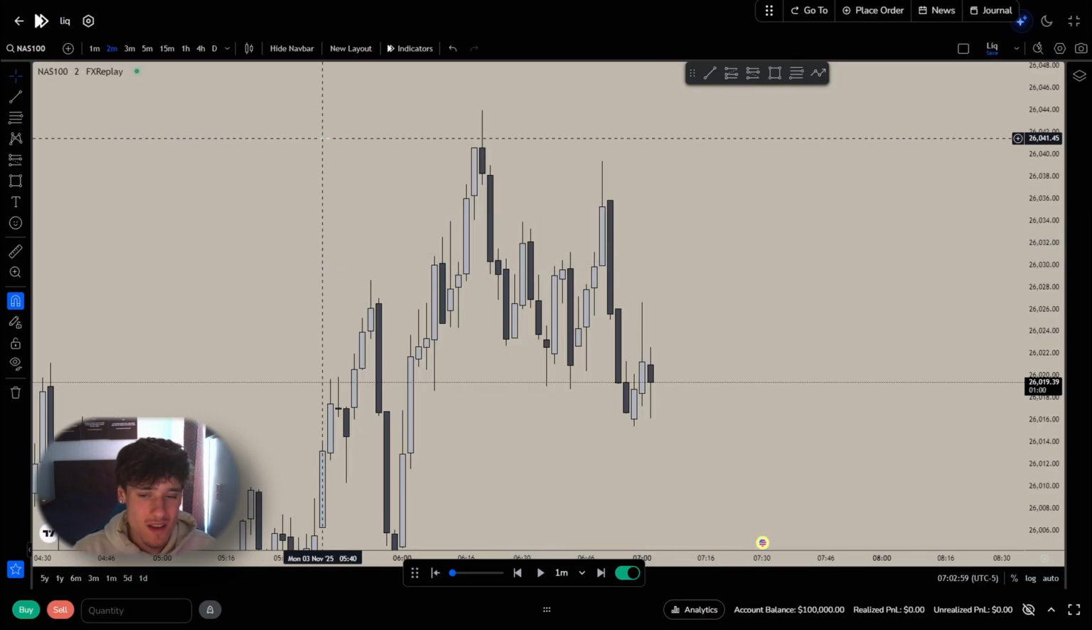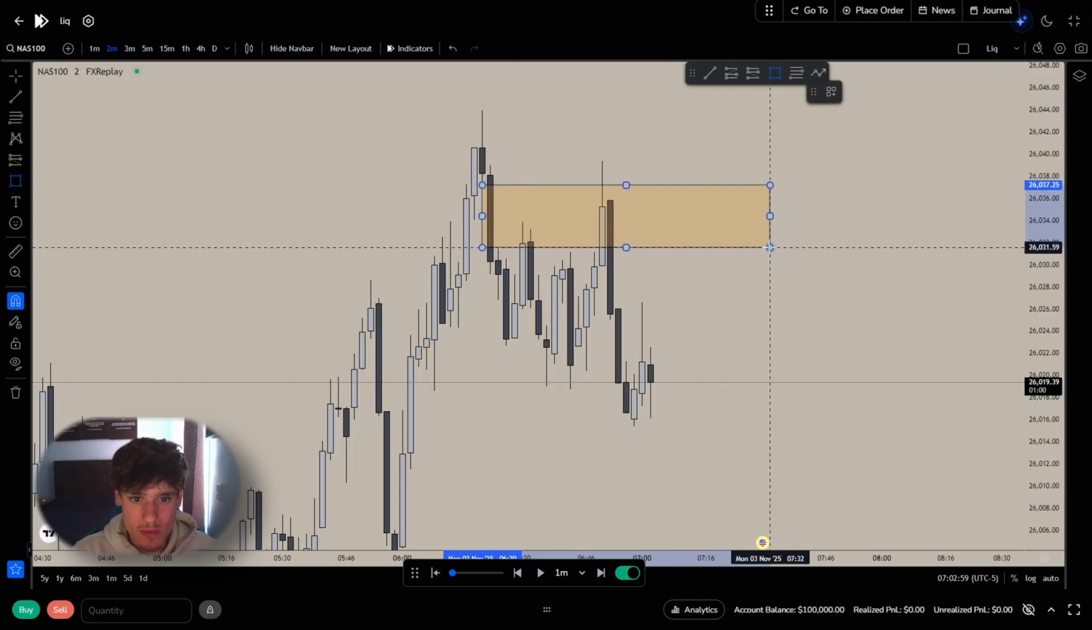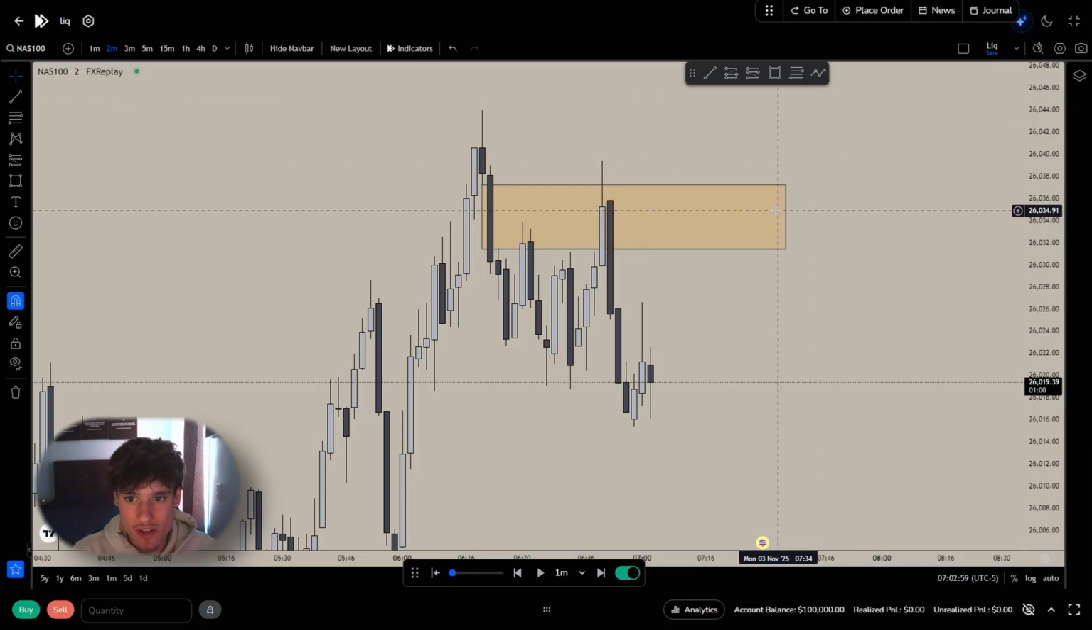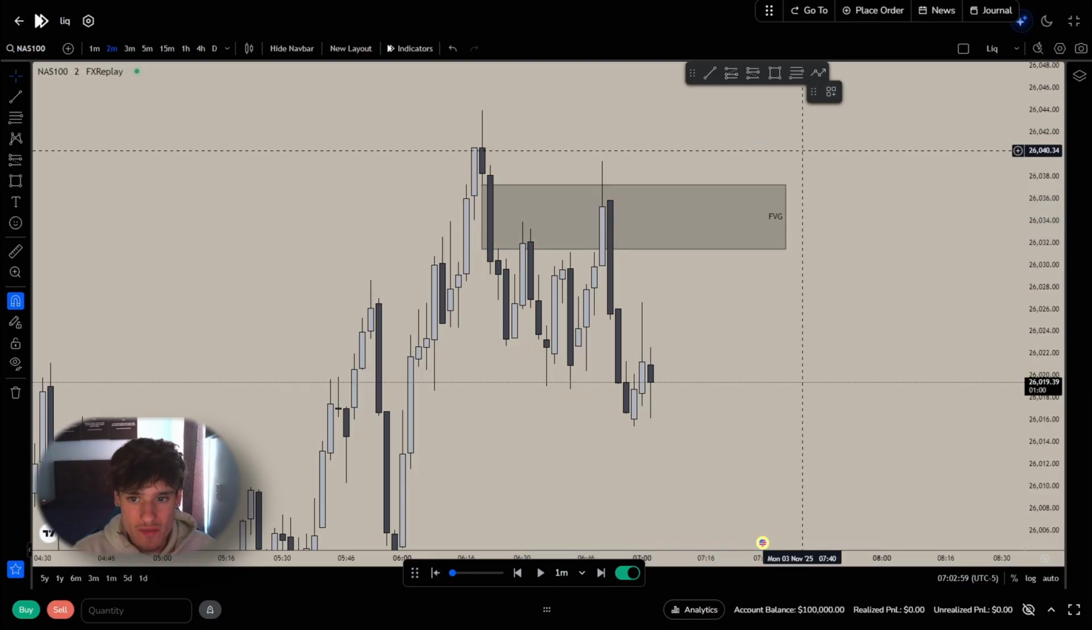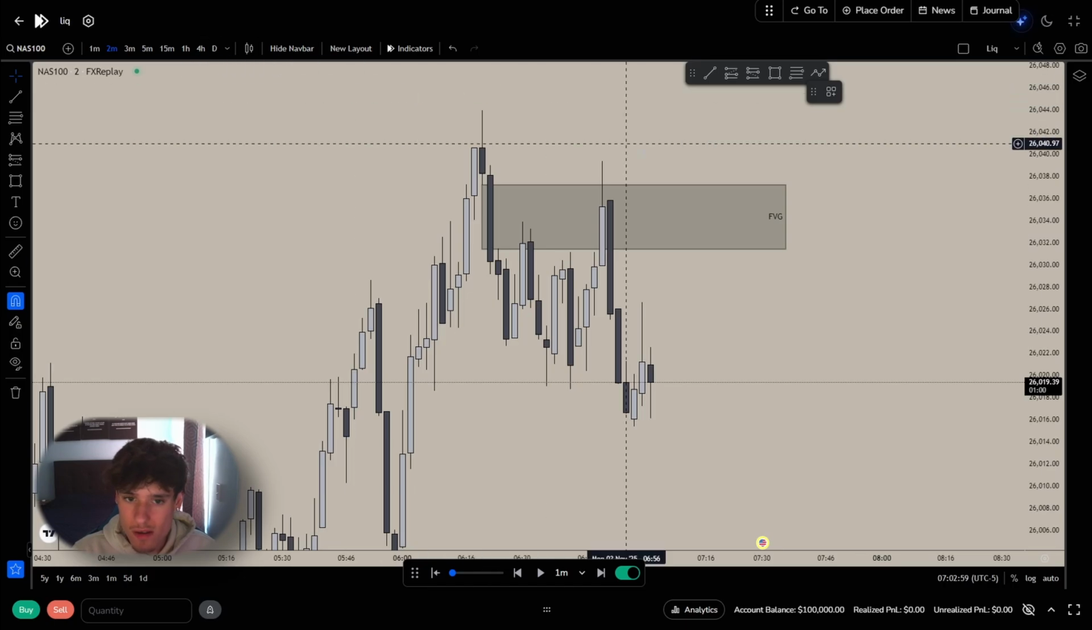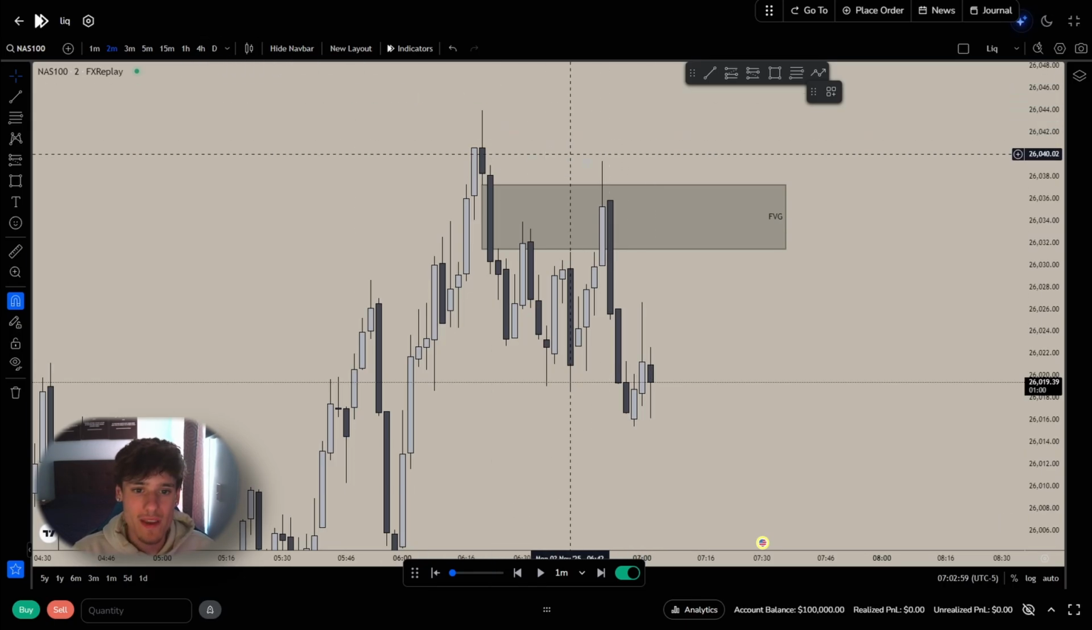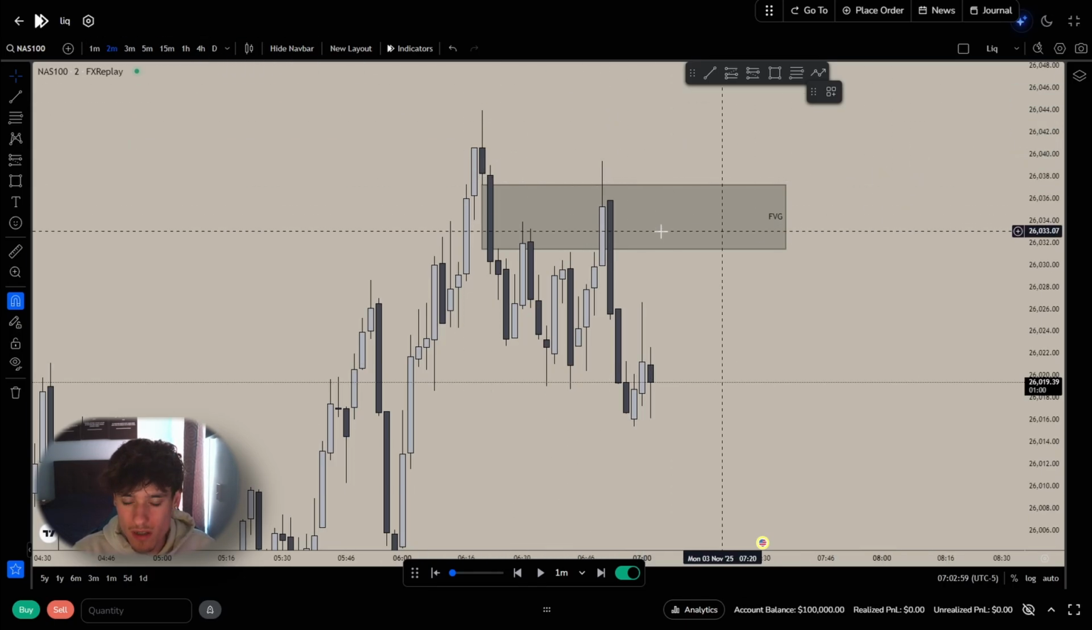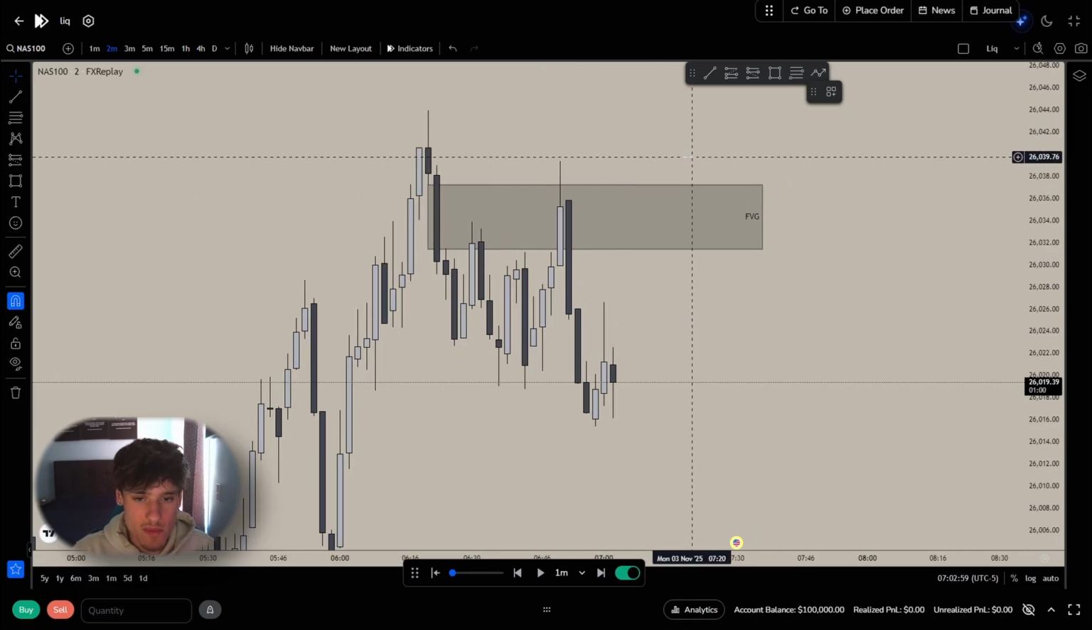So guys, inversion fair value gaps and fair value gaps are perfect points of entry. So guys, if you have a higher time frame bias, like a 1 hour buy side and SMT, come down to a 1, 2, 3, 4 minute, look for a fair value gap. This is a beautiful entry.